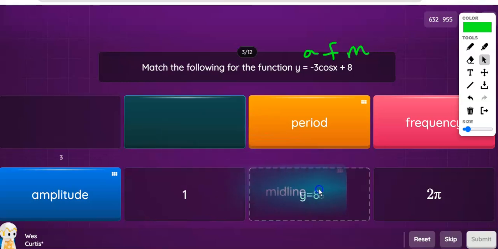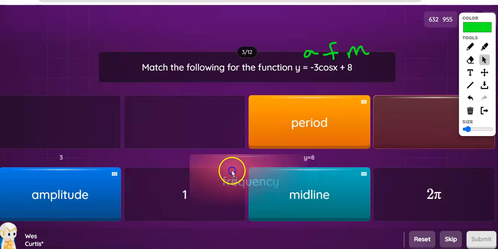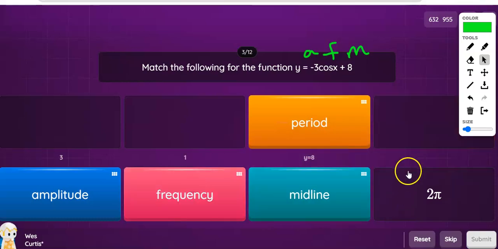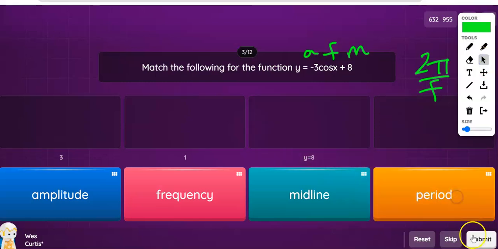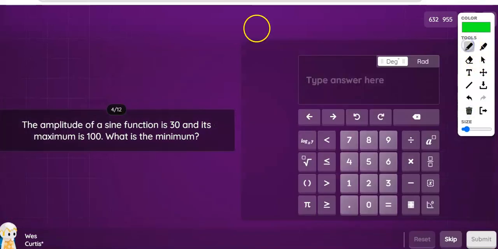The midline is y equals 8. If there isn't a number there, that number is 1. And then finally, period is not pictured. Period is always 2 pi divided by the frequency. And the frequency, remember, is just 1, so it's 2 pi divided by 1, which is just 2 pi. Any situations where you struggle with period or frequency, period equals 2 pi divided by frequency will save you.